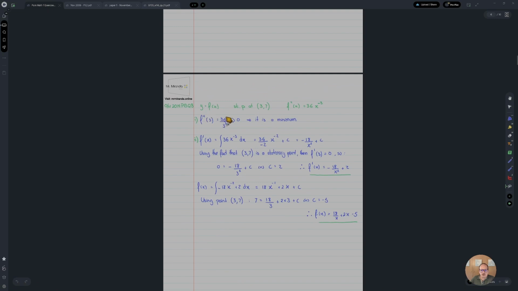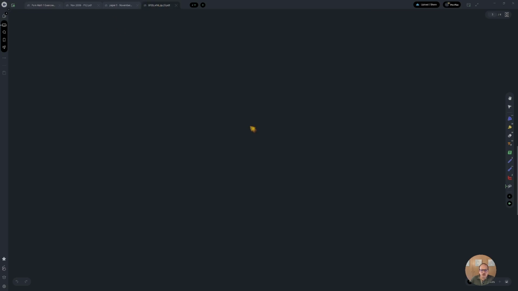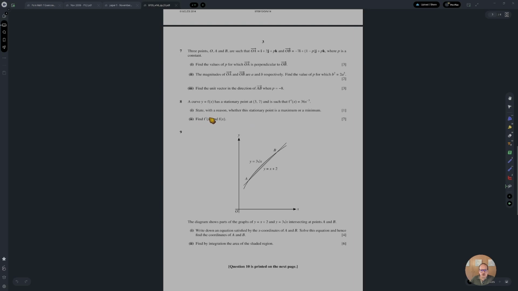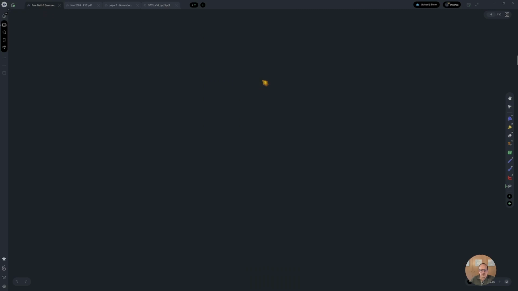So that's what I did. I got this value. You don't even need to bother to calculate it. You just need to show that it is, in this case, positive. So if it is positive, this is a minimum. Okay, so you get that point. Then you want to know the value of the derivative and the value of the function itself.